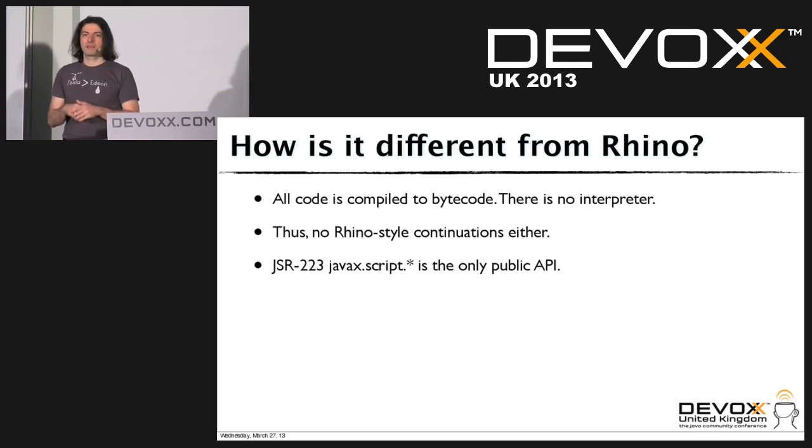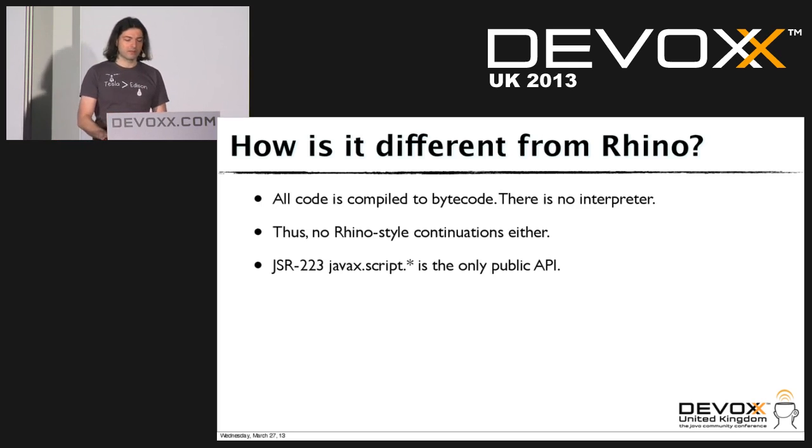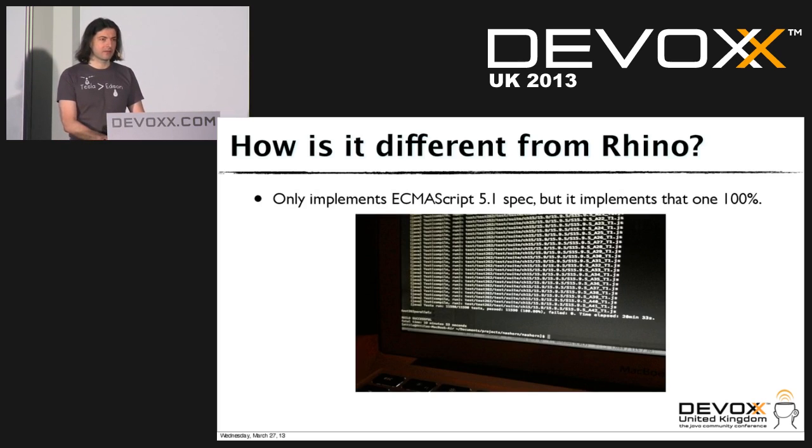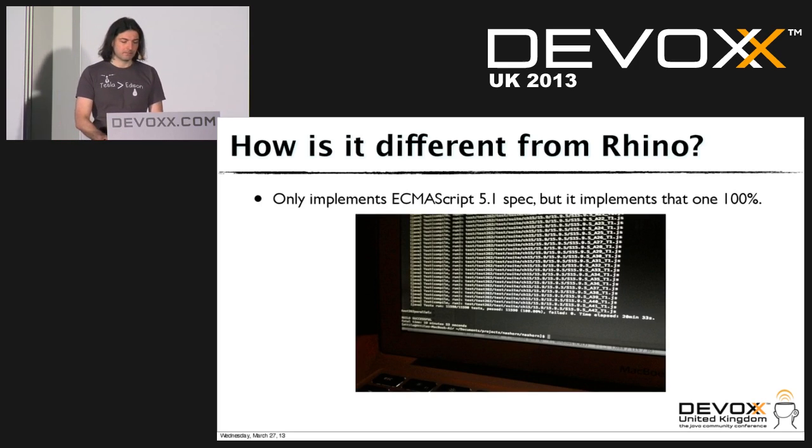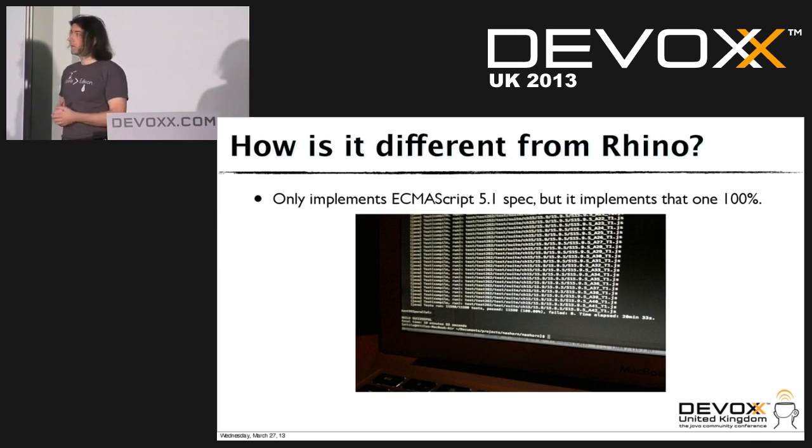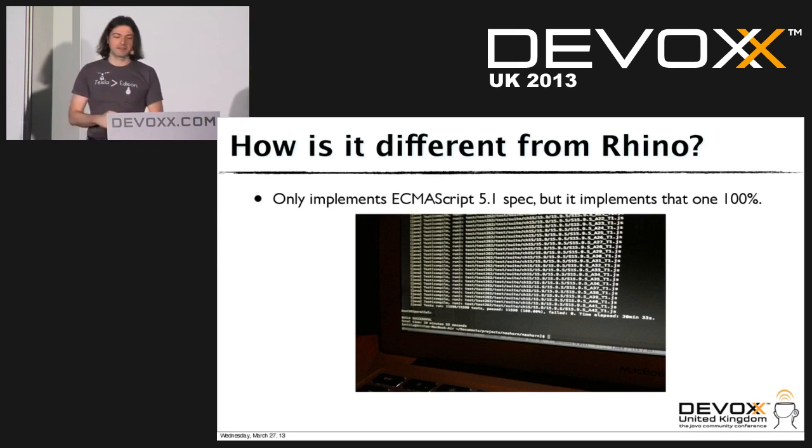Another thing, there is no separate public API for Nashorn. There is no JDK Nashorn class that you should use. You only use it through the Java-JavaScript APIs. Also, we only implement ECMAScript 5.1. We do implement it 100%.